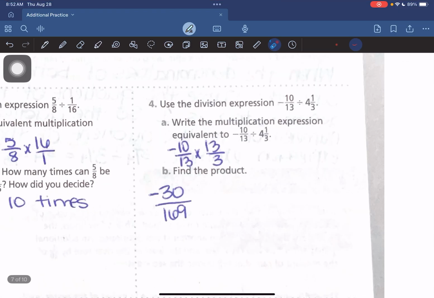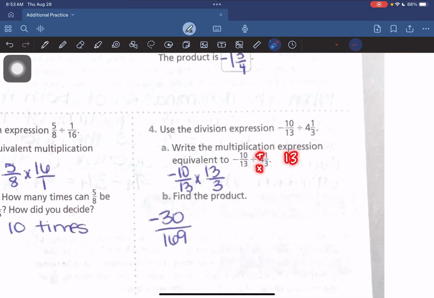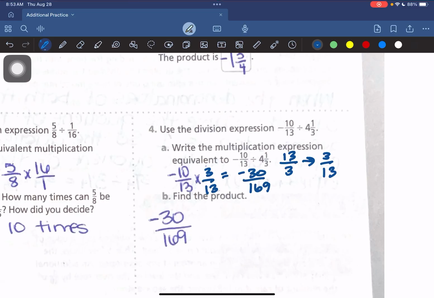Use the division expression negative 10/13 divided by 4 1/3. Write the multiplication expression equivalent to negative 10/13 divided by 4 1/3 after changing that second number to an improper fraction, which we got 12 plus 1 is 13, so we got 13/3. And it looks like on the original work, this one did not get flipped. So I'm going to edit that real quick. So we got 13/3, but we need to now flip that to 3/13. And it does give us negative 30/169. That was just left out of the original problem. This answer, however, is correct.